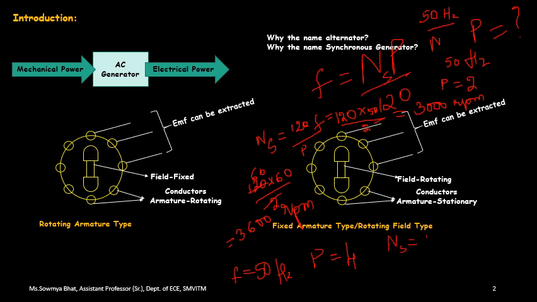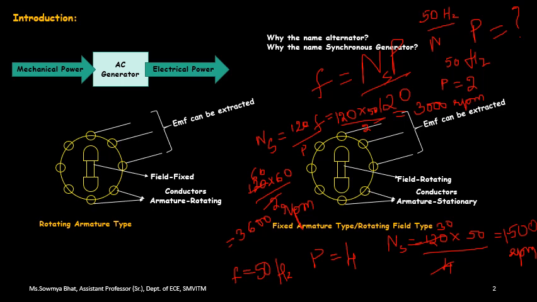It is 120 into F, where F is 50, divided by the number of poles, which is 4. That is 4, 3, 12, so it is 30. So 30 into 50 will come to 1500 rpm. So this is 1500 rpm. So what conclusion can we come to here?